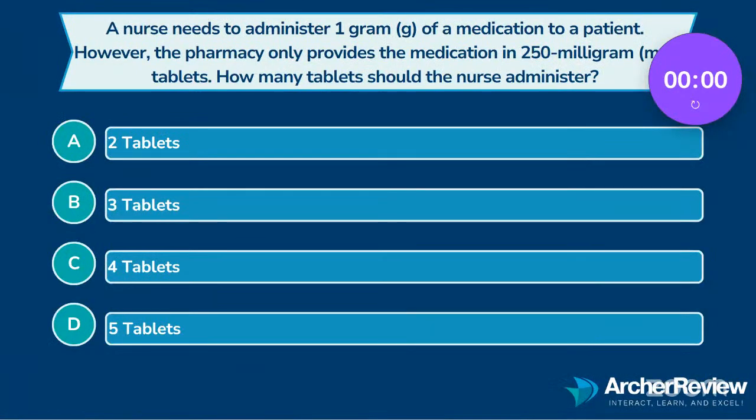A said 2 tablets. 2 tablets would have been 500 milligrams, and that would have only been a half of a gram. So we needed more than that. B, 3 tablets, that would have been 750 milligrams, or 3/4 of a gram, my bad. And that still would not have been enough. Or D, 5 tablets. 5 tablets would have been 1,250 milligrams, or 1.25 grams, and that would have been too much.